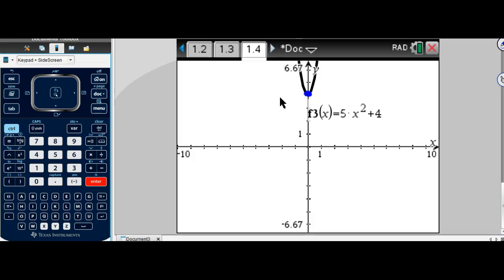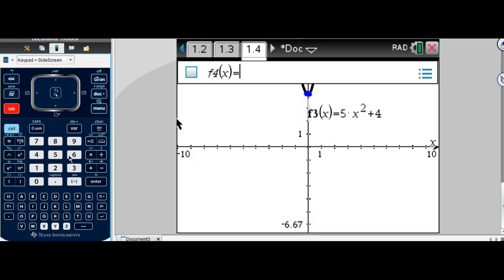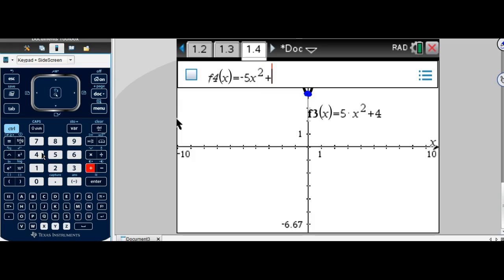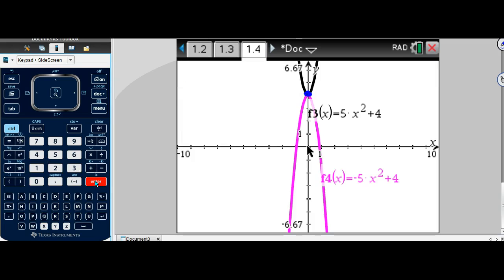Well, the minimum is right here. What happens to that when the coefficient becomes -5? So my coefficient right now is a +5. If I change that coefficient to a -5, -5x squared plus 4, then my new graph looks like this. The minimum of the first graph switches to be the maximum of the second graph.